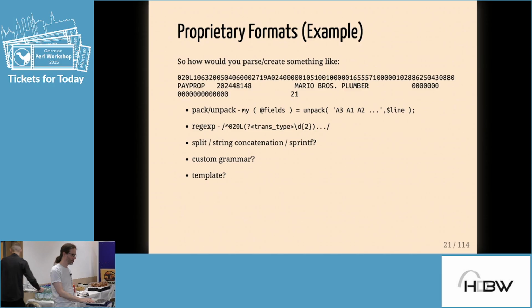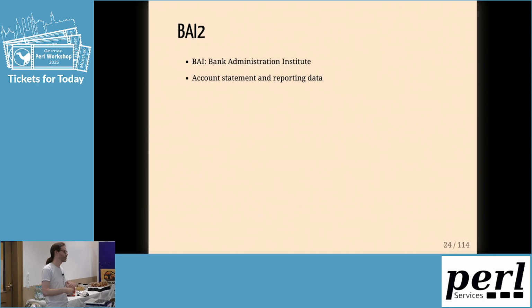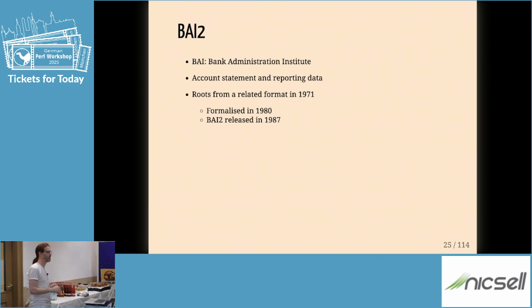Next format, BAI2. This is the Bank Administration Institute format. It is used for statement data, so getting information about transactions, balances, all that kind of stuff. This was kind of related to a format from 1971, and then they formalized it in the early 80s, and then they released version 2 in 1987. And yep, it's still being used. So almost 40 years later, you'll still see this.